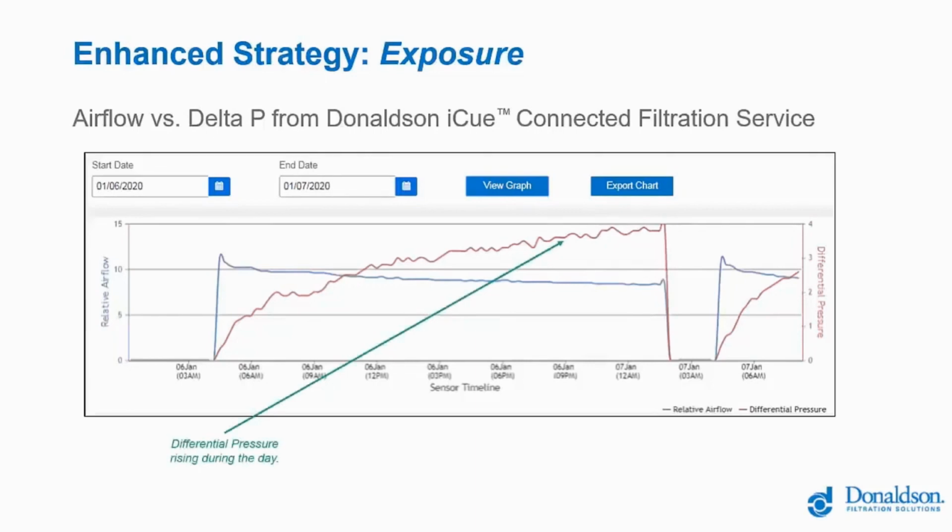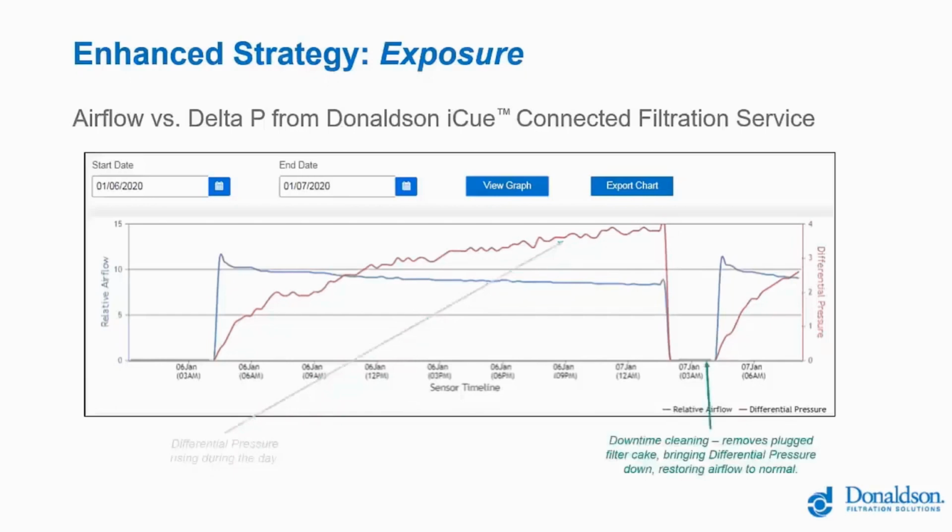And that's because in this case, this customer is using downtime cleaning. So they're not cleaning the filters during the day with compressed air, and you can see that it's naturally rising throughout the day. Then we see the dust collector is shut down, downtime cleaning occurs with the compressed air, and then we see that when they start it up the next morning, that differential pressure has returned to a normal level.